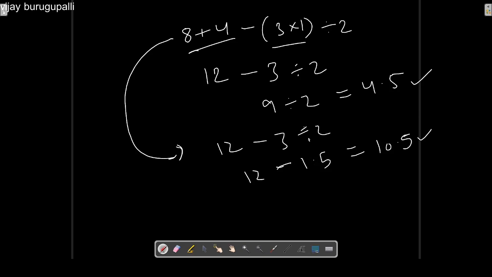In first case we got 4.5 as answer. In second case we got 10.5 as answer. So we don't know which is the correct answer. There is a lot of confusion. In order to reduce this, the concept of BODMAS exists.